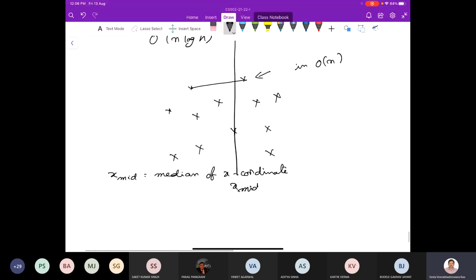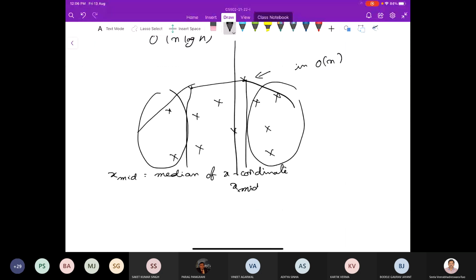Then if you take this part, all the points here are not part of the convex upper hull. So you take the points on this side, find the upper hull, and take the points on this side, find the upper hull on this side. You solve these problems recursively. So this is the idea here. Everybody understood this main idea?